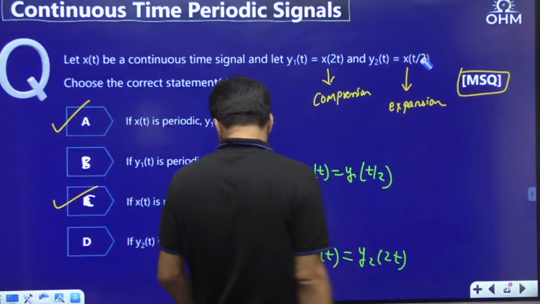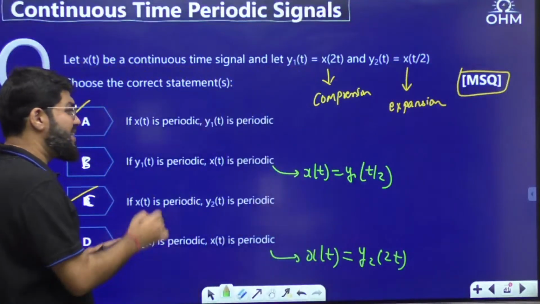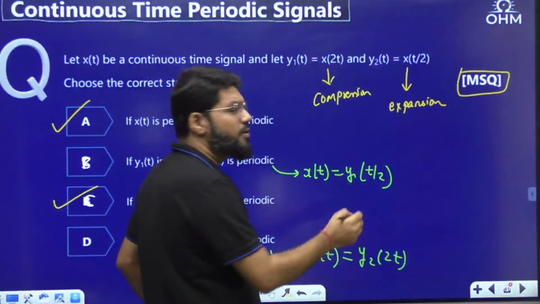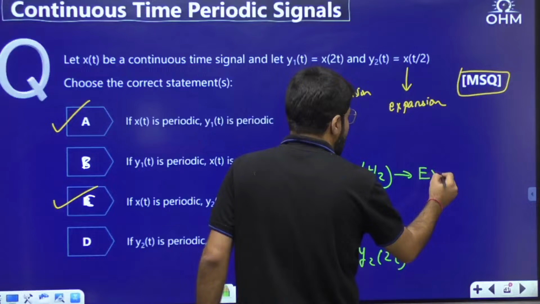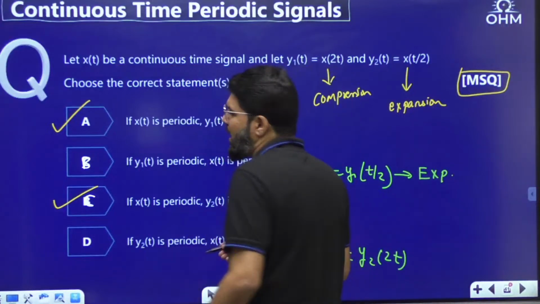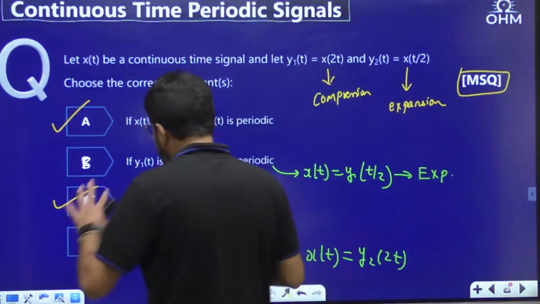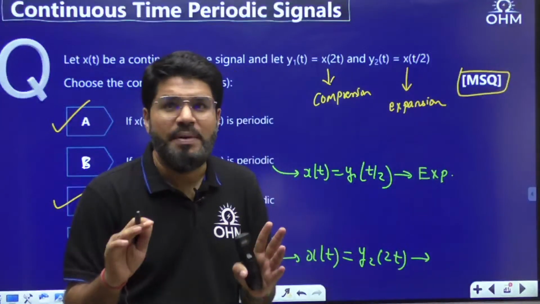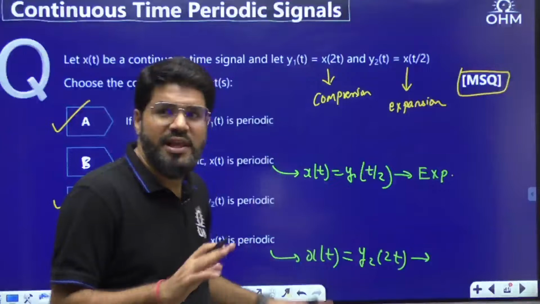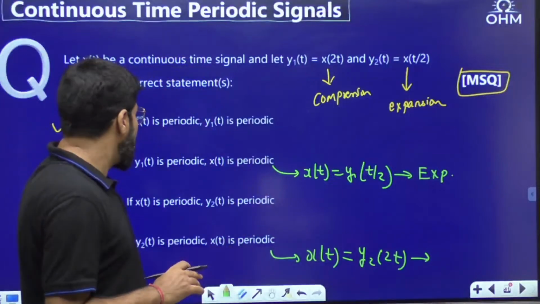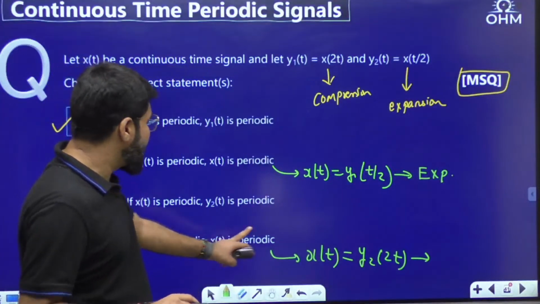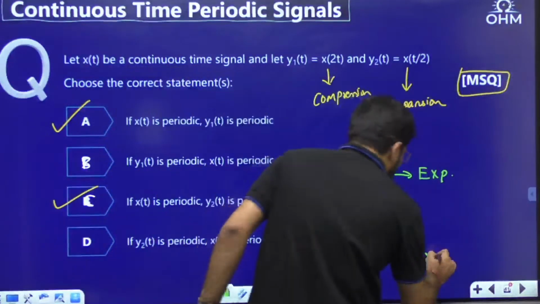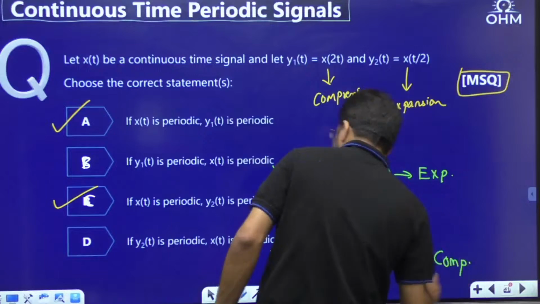Clear? Chalo. Now, option number B says if y1 is periodic, y1 t by 2. Now, again, what is y1 t by 2? It is expansion of y1 t. And expansion or compression will not change the periodicity of the signal. It will slightly change the time period, but it will not make the signal aperiodic. So they are asking whether it is periodic. Yes. If y2t is periodic, xt is y2 2t, a compressed waveform, which is also periodic. You just have to say yes or no, periodic.